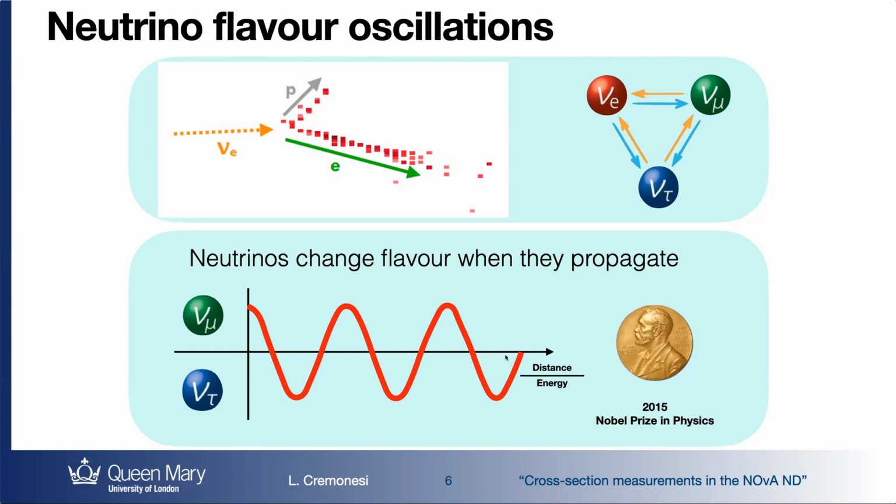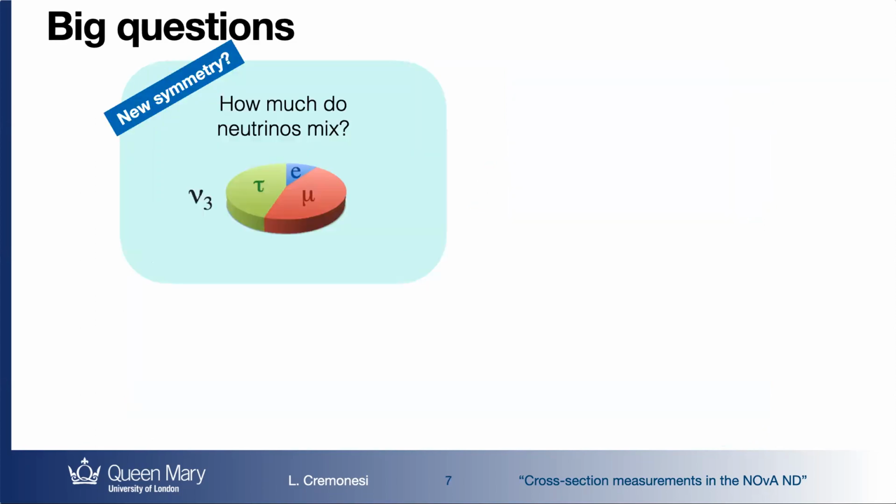And this is the phenomenon that is called neutrino oscillations. But what does this have to do with neutrino interactions? The title of this seminar is related to neutrino interactions. So let's see how these are related. Actually, I take it back. Let's see before that some big questions that you can look at with neutrino oscillations.